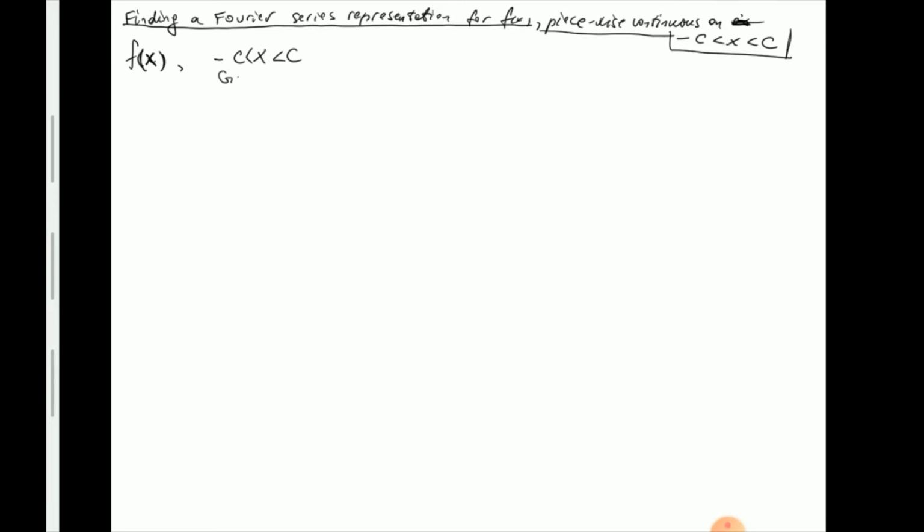This is the starting point. That's the given domain. And we already have a formula for minus pi to pi. So we have a formula for a Fourier series for a function between minus pi and pi. So I'm going to just make a change of variable to come up with a function between minus pi and pi related to the f of x. So in order to come up with that change of variable, I'm going to divide by c both sides of the inequality. Obviously, in the context I give you here, c is greater than 0. So if I divide by c, then I'm going to have x over c between minus 1 and 1. And then I'm going to multiply the inequality by pi.